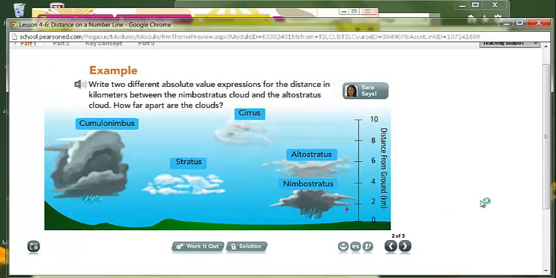Altostratus clouds occur about 4 1/10 kilometers above the ground. Nimbostratus clouds occur about 1 3/10 kilometers above the ground. Write two different absolute value expressions for the distance in kilometers between the nimbostratus cloud and the altostratus cloud. How far apart are the clouds? So go ahead and pause the video as you try to write your two different absolute value expressions to find the distance between the two clouds.